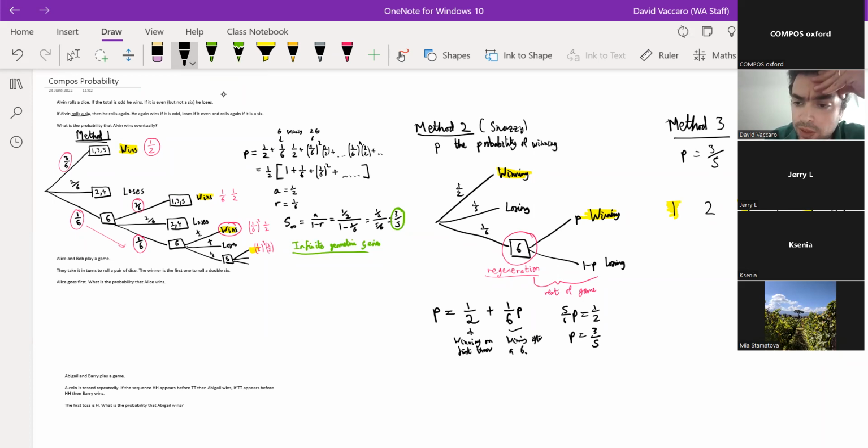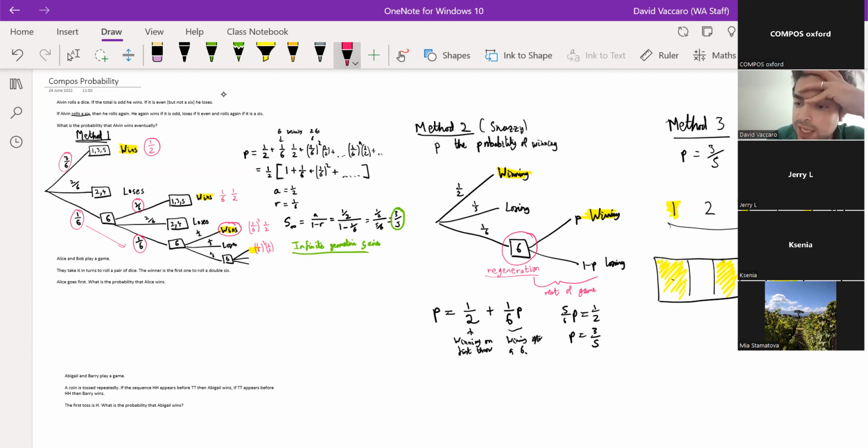Okay, so out of these 5 positions here, he wins in 3 out of 5 of them. And again, this is slightly more intuitive than computational. What happens if he rolls a 6?